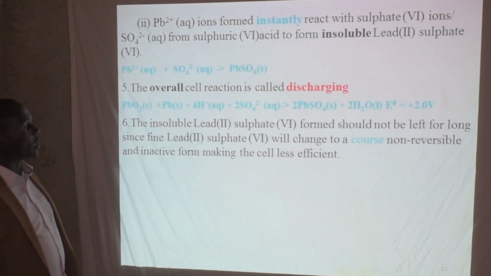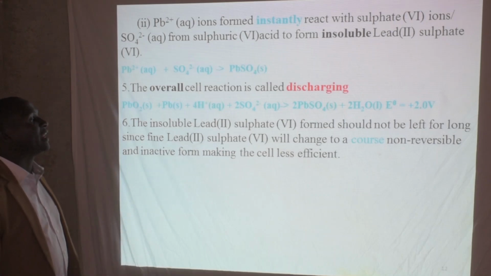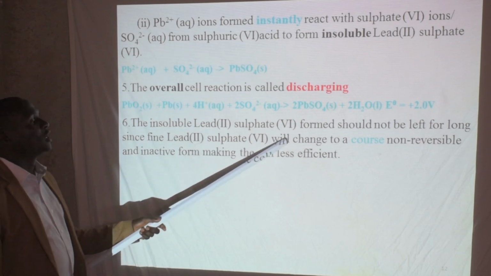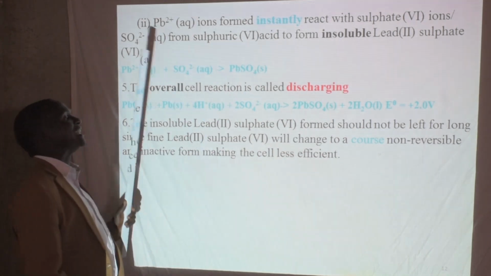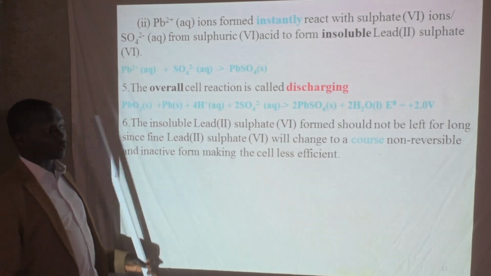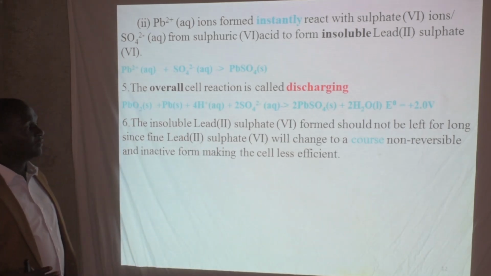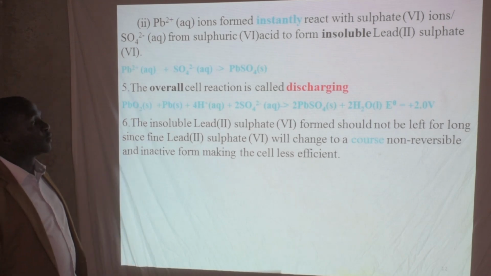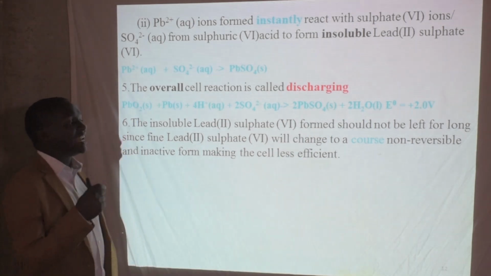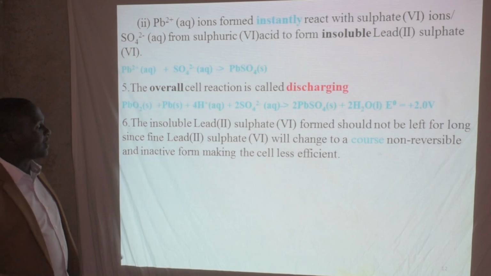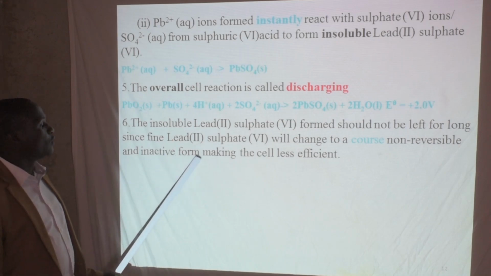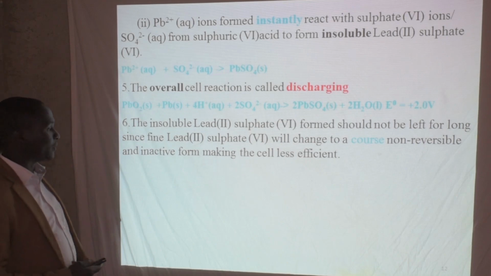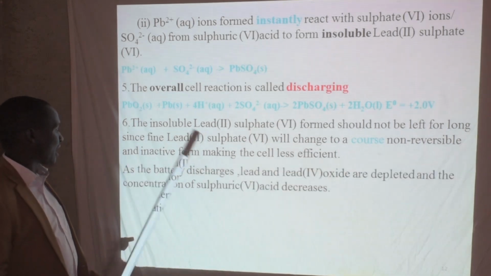The insoluble lead 2 sulfate formed should not be left for long, since fine lead 2 sulfate will change to a coarse, non-reversible form. That's why the battery is recharged. If the battery gets depleted, it is recharged. It should not take long. Why? Because it will form a coarse, non-reversible and inactive form, making the cell less efficient. So you should recharge on a regular basis.